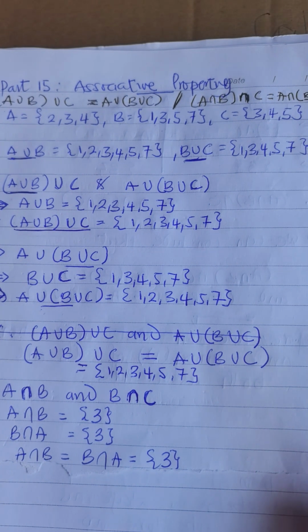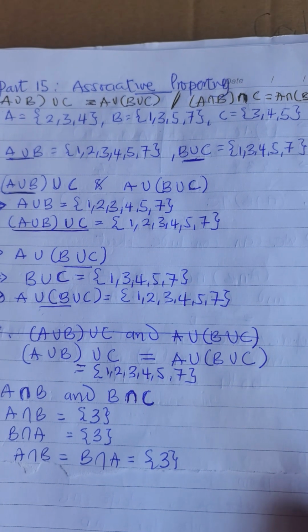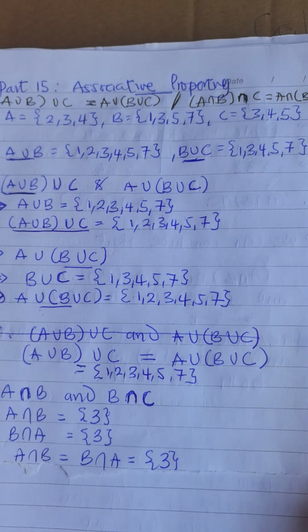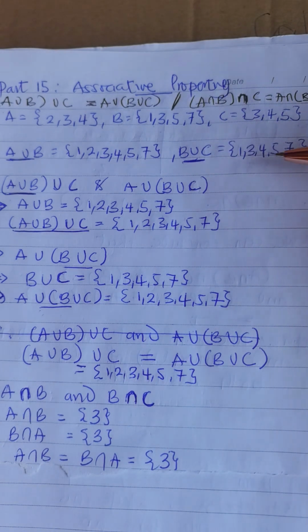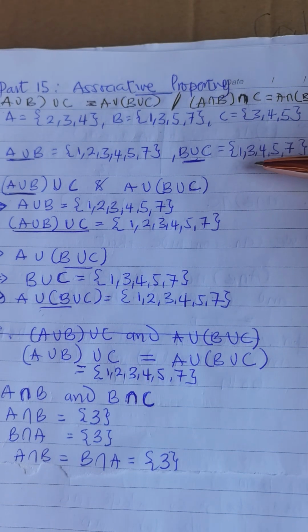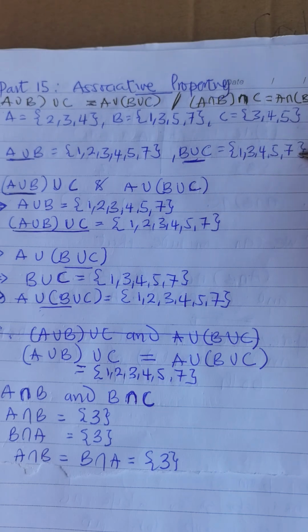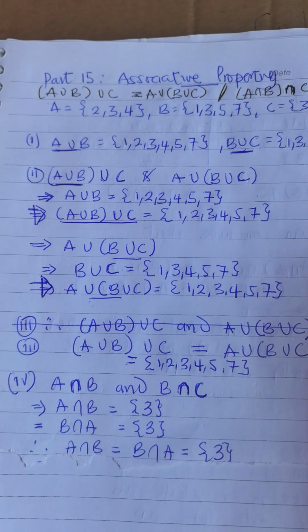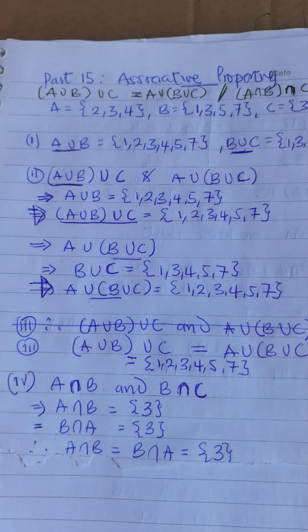B union C. Make sure you get them right. If you get one element wrong, the whole of the question will be wrong. You won't be able to prove that. So take your time, pause the video, and take proper assimilation. So B union C, we are still combining B and C. That's 1, 3, 4, 5, 7. Good.